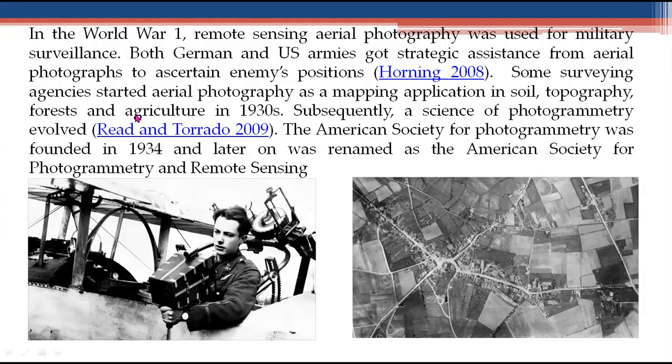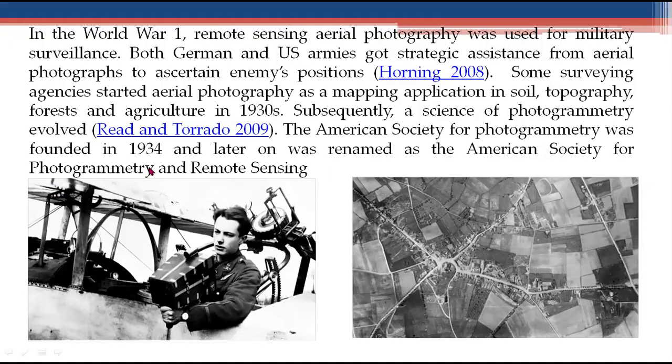Some surveying agencies started aerial photography as a mapping application in soil, topography, forest, and agriculture in 1930. So after the First World War, remote sensing technology transferred from military surveillance to producing more images or data for mapping, soil, topography, forest or agriculture. Subsequently, a science of photogrammetry evolved. The American Society for Photogrammetry was founded in 1930.